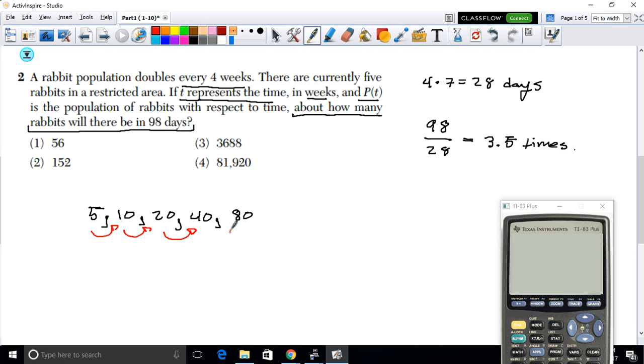So here we have 4 times the doubling. But we know that it's going to be doubling 3.5 times. So that means that my answer is going to be somewhere between the third and the fourth doubling, somewhere around here, which, just by looking at my options, seems like the option that fits this description is option 1.